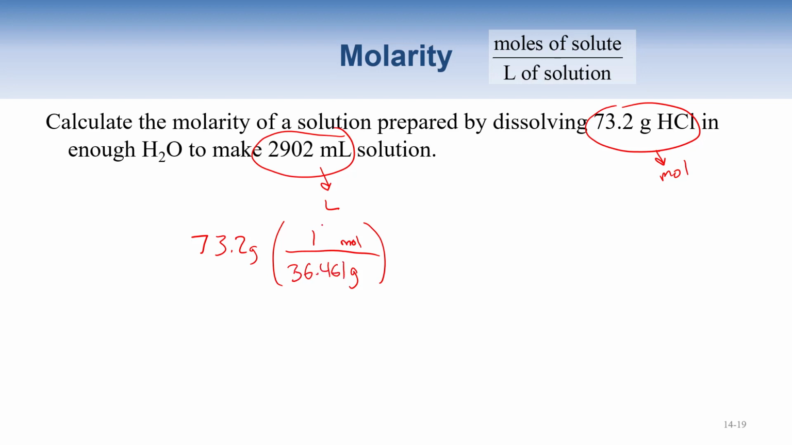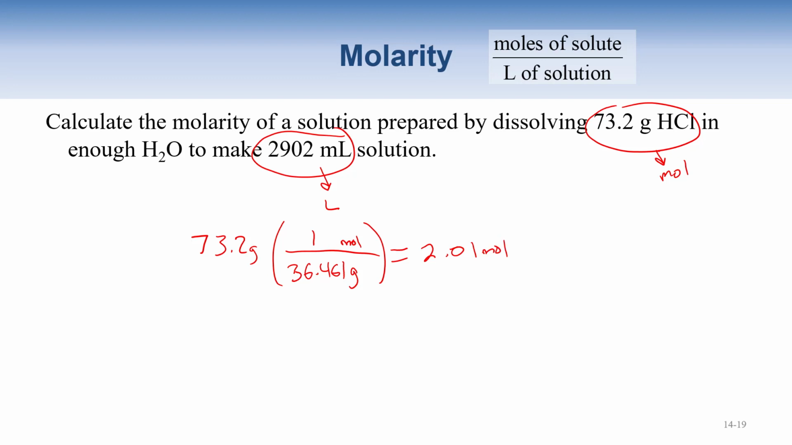Now we're going to multiply across the top, divide away the bottom. 73.2 divided by 36.461 gives us 2.01 grams, or moles, sorry.